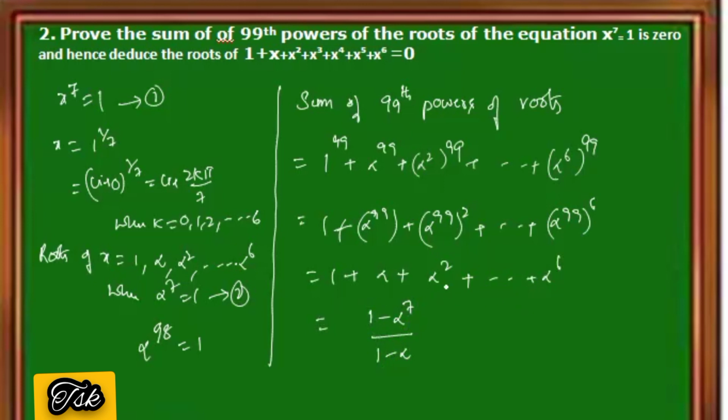Since they are in GP, the sum of the terms 1 plus r plus r square, and so on, r to the power of n minus 1, is 1 minus r to the power of n by 1 minus r. Since alpha power 7 is equal to 1, this is 1 minus 1 by 1 minus alpha, which is 0 by 1 minus alpha, equal to 0. These are the values of this.